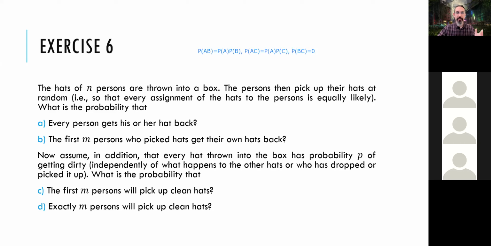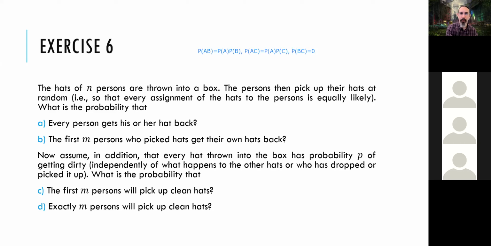So when you think of this as n different experiments, you will just multiply all of them. 1 over n times 1 over n minus 1 times 1 over n minus 2, etc. Which gives us the probability of 1 over n factorial. Simple. The second part: the first n persons who picked heads get their own heads back.